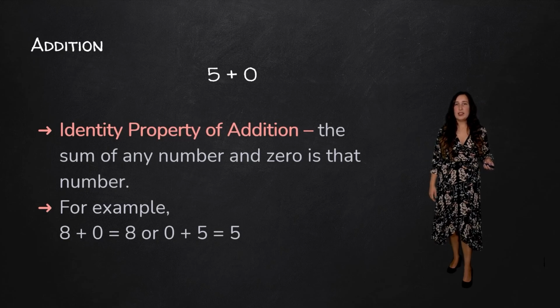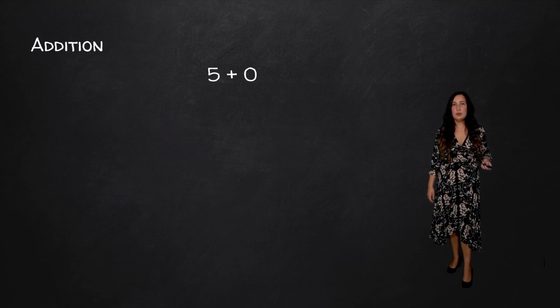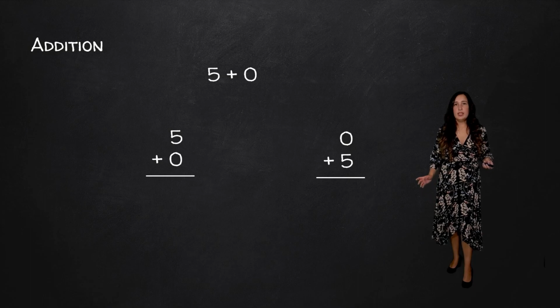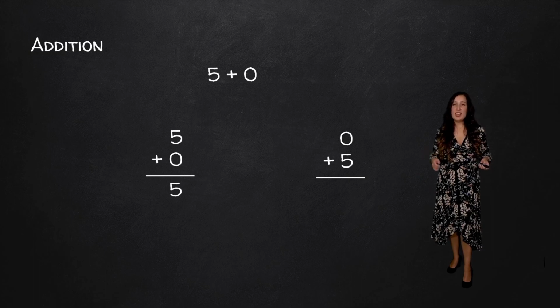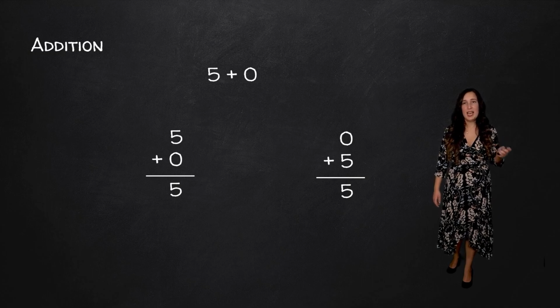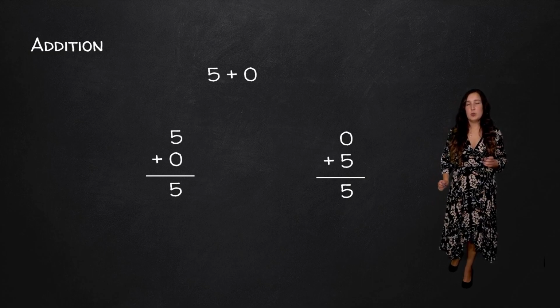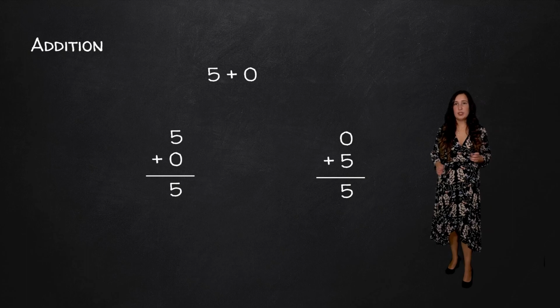So let's try that out, given 2 examples. So here I have 5 plus 0 and 0 plus 5. I know that 5 plus 0 is 5, and 0 plus 5 is 5. So if you take any number, add it to 0, or 0 and add it to any number, it will give you that number. So that's the identity property of addition, all right? And that's it for addition.